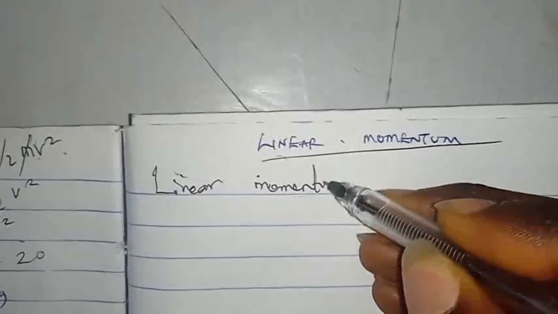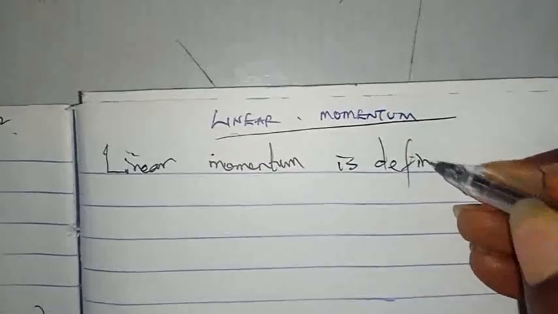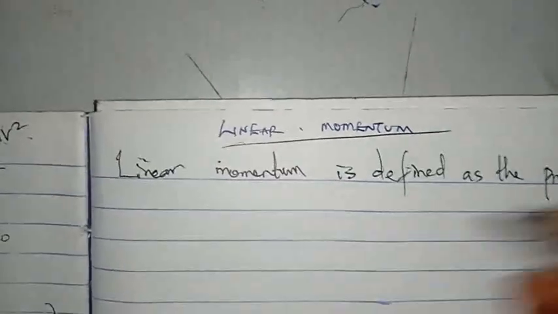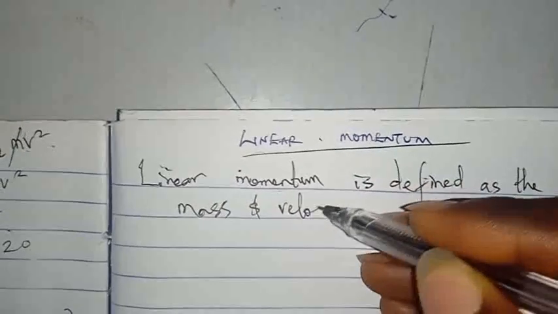Today we are going to be treating linear momentum. We have linear momentum, we have angular momentum, but today we're going to be treating linear momentum. Linear momentum is defined as the product of mass and velocity.